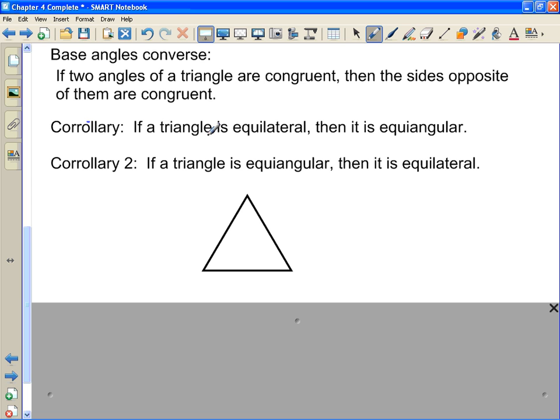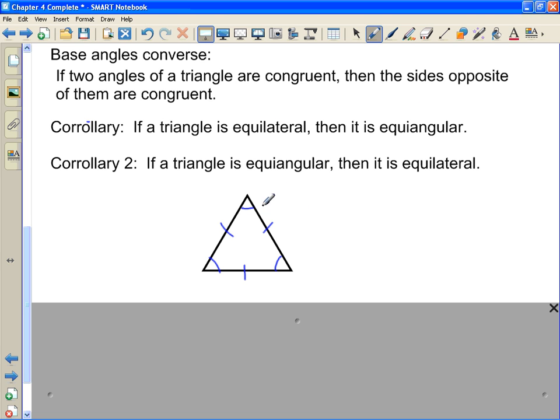So if we're dealing with this specific case where we have an equilateral triangle, I've got one here. Equilateral means I've got three congruent sides. Well, these two sides here are going to give me these angles congruent, and these two sides here would give me this angle congruent to this one. So in an equilateral triangle, I get equiangular. If I know all three sides are congruent, I also know all three angles are congruent.